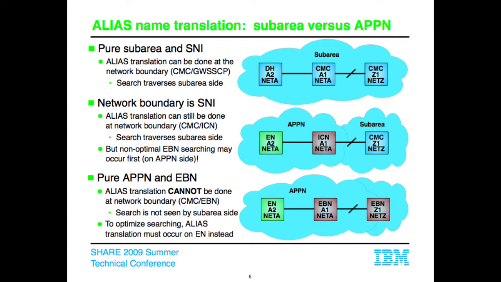The problem, of course, is that this interchange node may also be a border node, and if it is a border node, when the search request comes in from the end node, it actually comes into the APPN side. And so the adjacent cluster table, or the border node searching, would typically be done first.